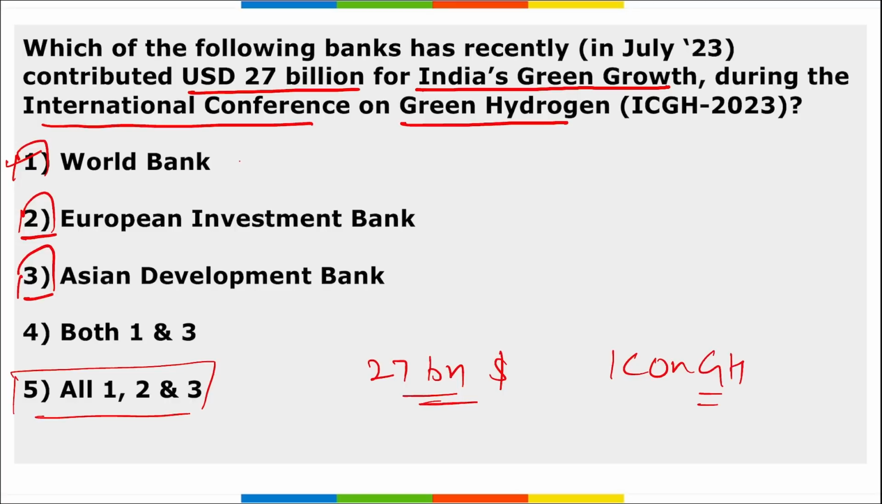Correct? Remember here, World Bank will be contributing $1.5 billion, European Investment Bank will be contributing 1 billion euro, and your Asian Development Bank will contribute 20 to 25 billion dollars over the next 5 years.